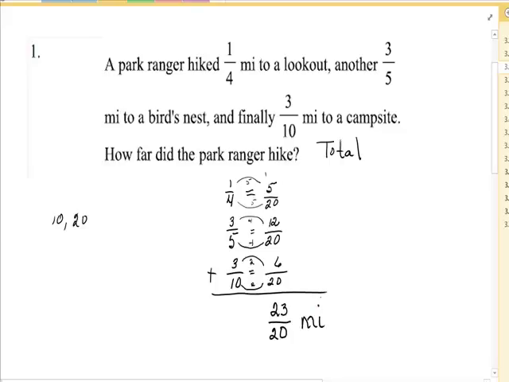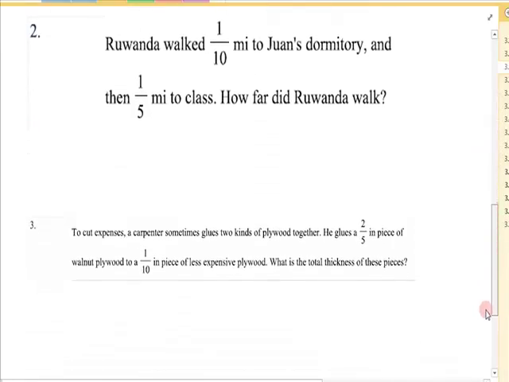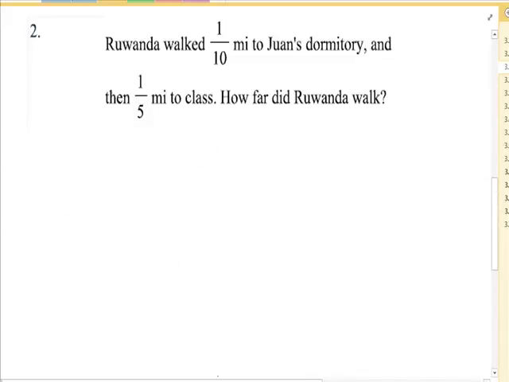Okay, let's take a look at the next one. It says Rwanda walked 1/10 of a mile to Juan's dormitory and then 1/5 of a mile to class. How far did Rwanda walk? Once again, they imply it, but they don't say it. Total. So I'm going to add to get the total. I have 1/10 and 1/5. These are both in miles.